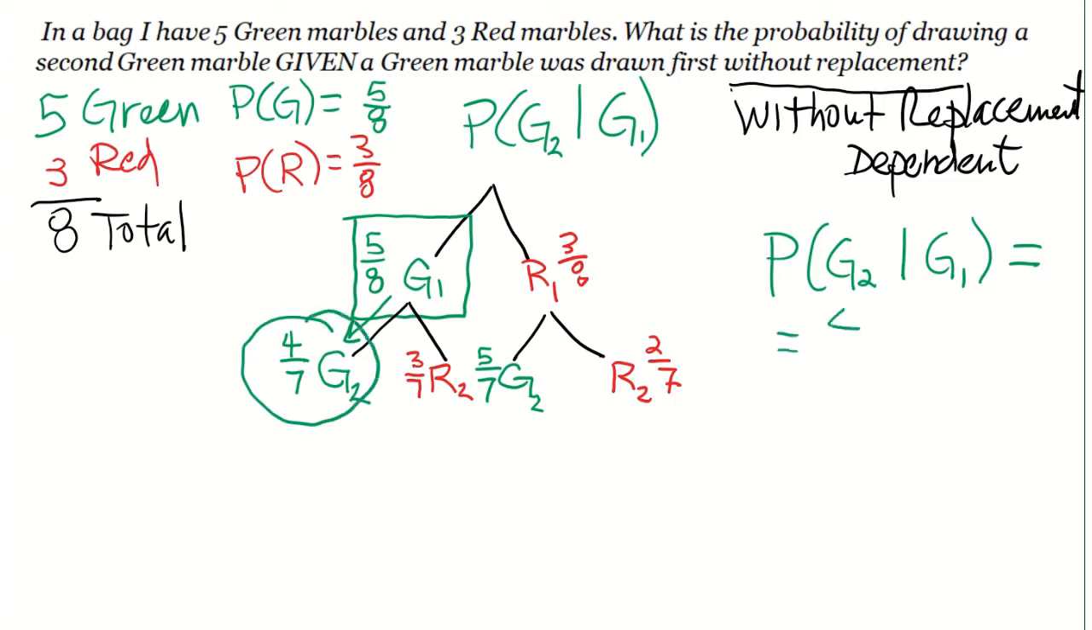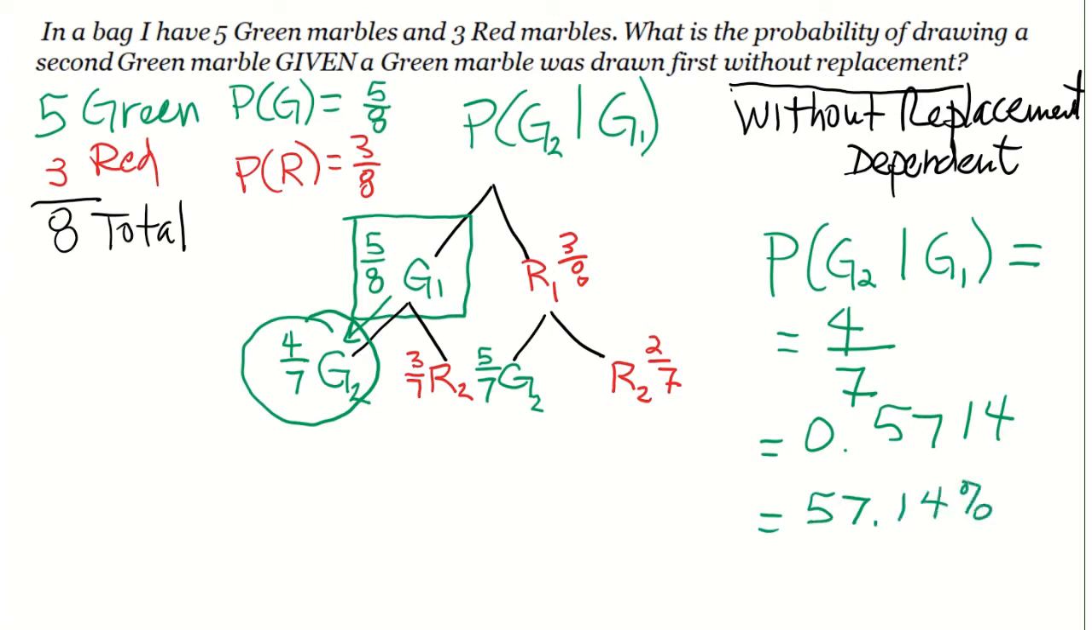The probability of drawing a second green when I drew a first is just 4 over 7, and that equals 0.5714, which means that equals 57.14%. There is a 57.14% probability that if I drew a green on my first try, then I will draw a green on my second try.